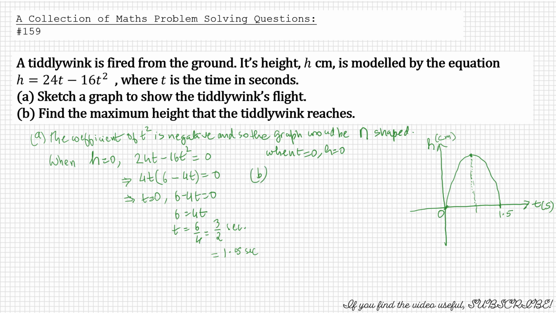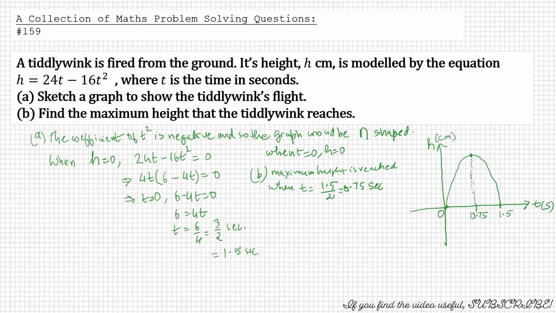the maximum height is reached when time is 1.5 divided by 2, that is 0.75 second. So this would be 0.75. That is when the tiddlywink would reach the maximum height. So t is 0.75 second.